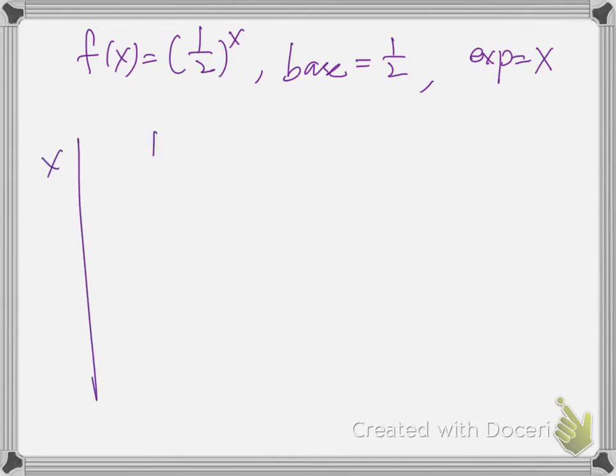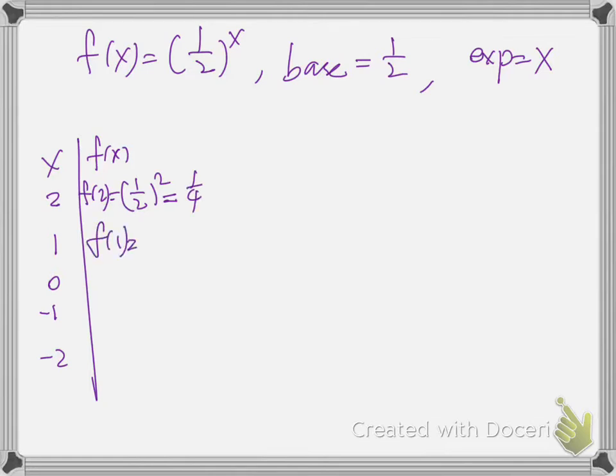We choose the same input: 2, 1, 0, -1, -2. And then f of x. So f of 2 is 1 over 2 squared. Let's delete this line for some space. So this is 1 over 2 times 1 over 2, 1 over 4. f of 1 is 1 over 2 to the first power, so it's 1 over 2. f of 0 is 1 over 2 to the 0 power, which is 1.